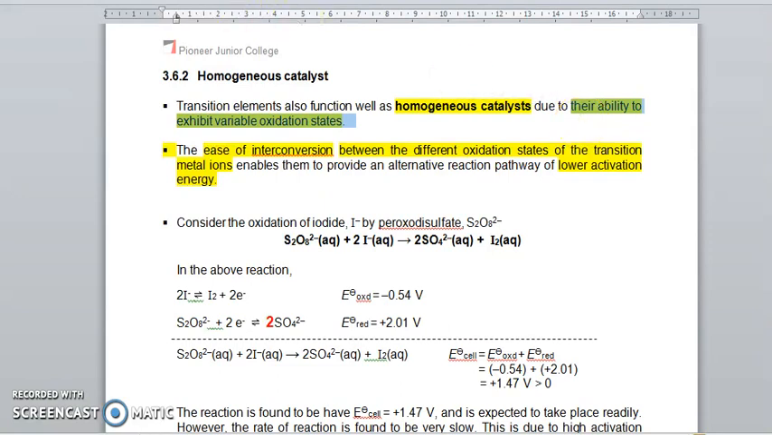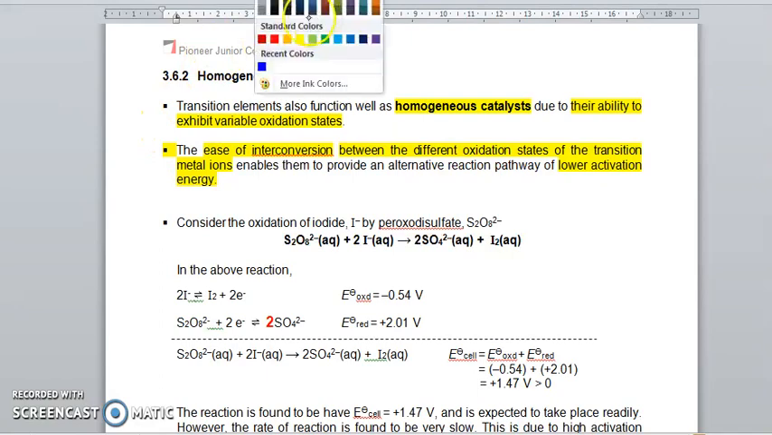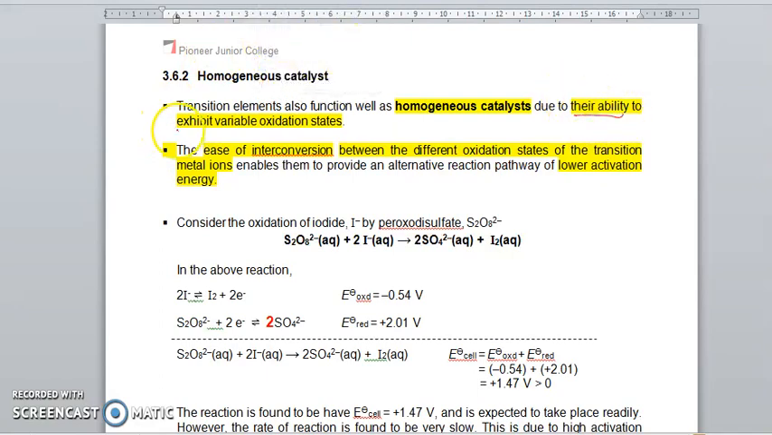The real reason is this. Please put an asterisk here. It's due to their ability to exhibit variable oxidation states. For example, Fe2+ and Fe3+ is our classic example. And not just the ability to exhibit variable oxidation states, what is equally important is that it is easy to interconvert between different oxidation states of the transition metal ions.